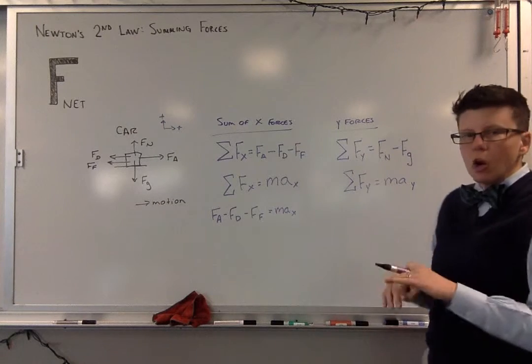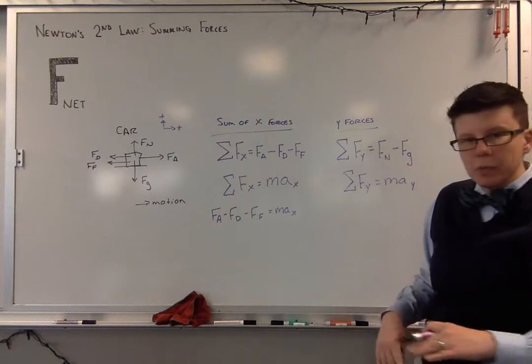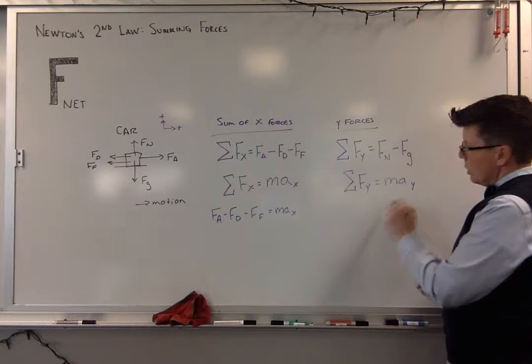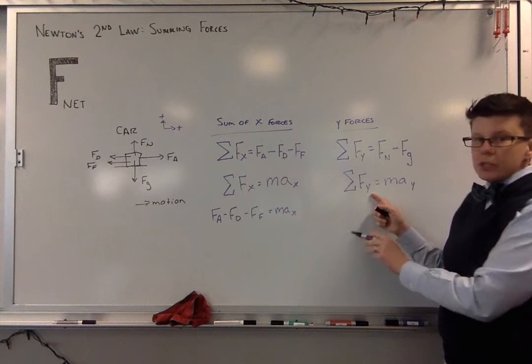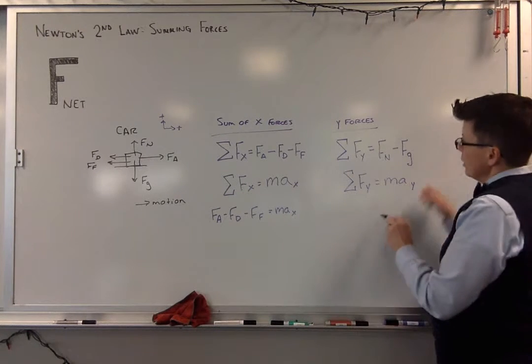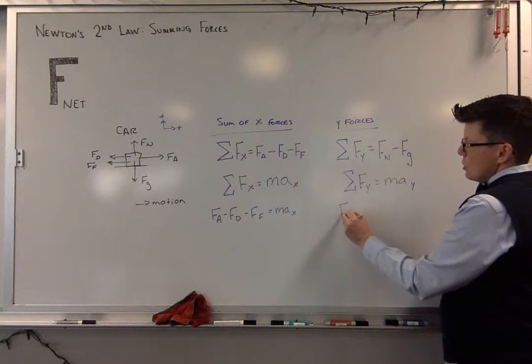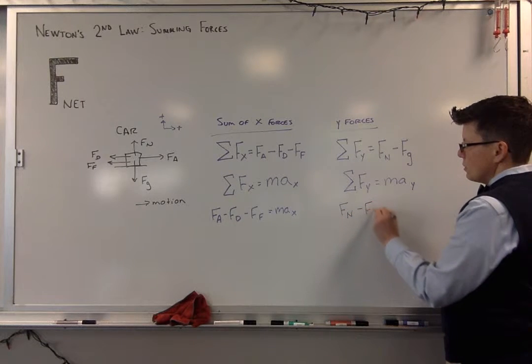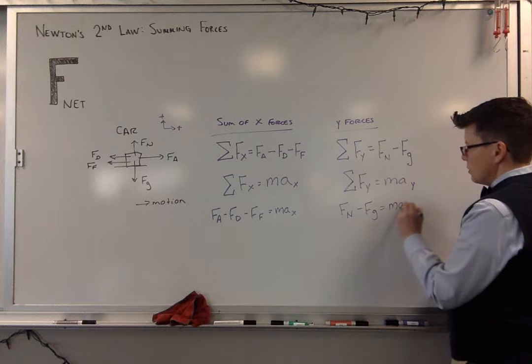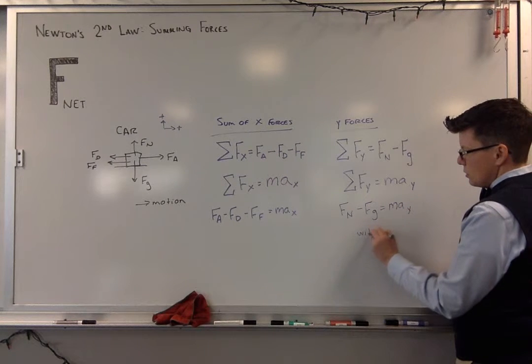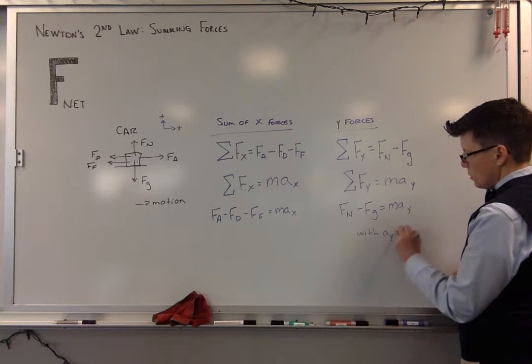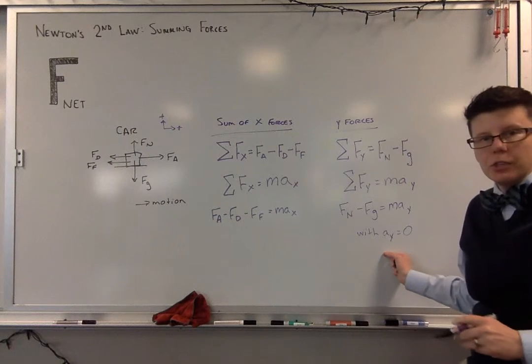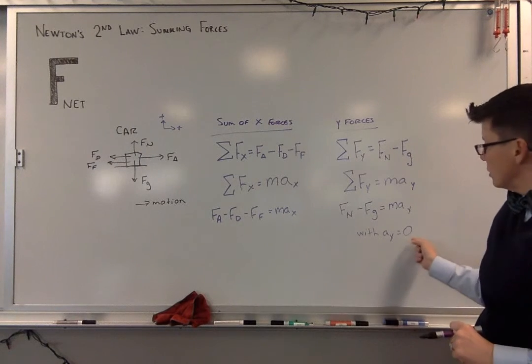Now in this case, I've got a car resting on the road. Vertically speaking, it's at rest vertically. So the sum of the forces has to be zero vertically. But again, though, I'll make this substitution. Where I note that the acceleration in the y direction is zero.